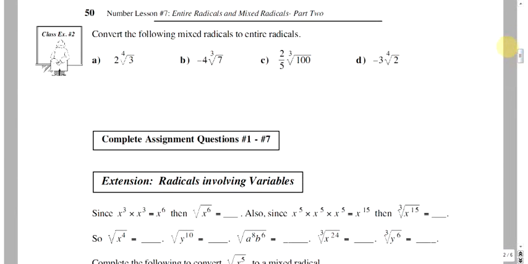Okay, just a couple more. Convert these mixed to entire. I know it's mixed because I got a number out front. So you have to ask yourself, 2 is the same as, I'm talking 4th roots here, right? Who knows this one? The 4th root of a what is 2?